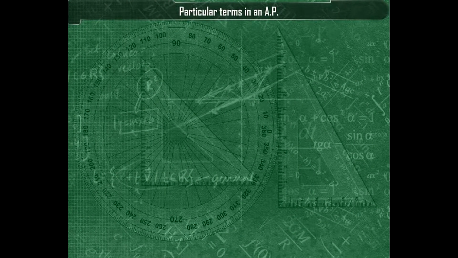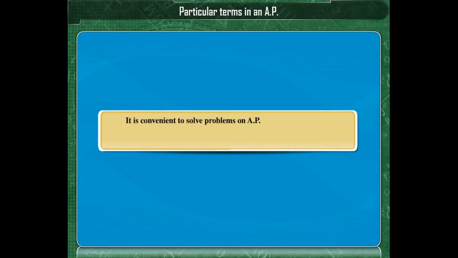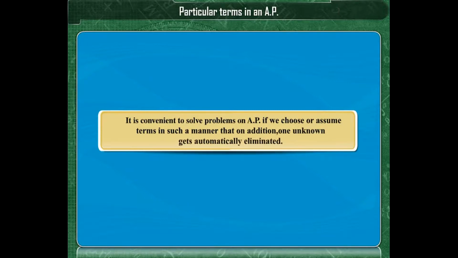particular terms in an AP. Now, let us see how to select the terms of an AP. It is convenient to solve problems on AP if we choose or assume terms in such a manner that on addition, one unknown gets automatically eliminated.